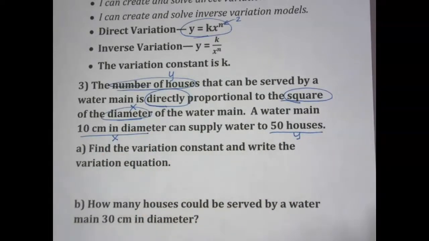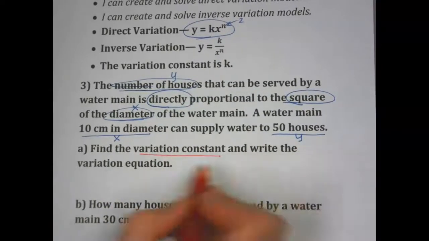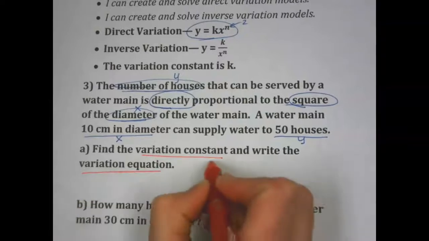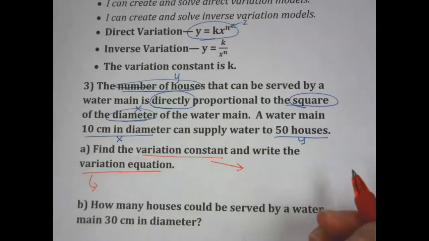So I kind of diagram or break down that word problem before I even start in on working through the equations. All right, so I want to find the variation constant. Also, this asks us to find the variation equation. So again, there's two answers we need to find. Make sure you find both.